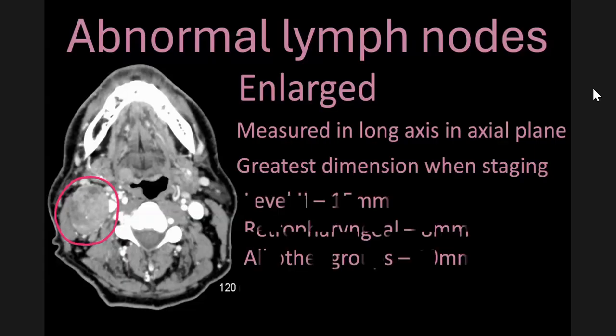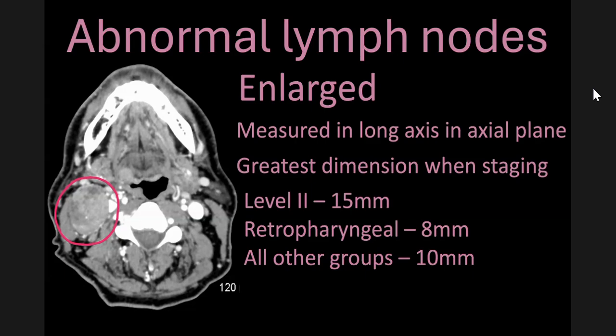The criteria for level 2 lymph nodes is 15 millimeter, for retropharyngeal lymph nodes is 8 millimeter, and for all other groups, this criteria is 10 millimeter. So any lymph node that is more than 15 millimeter in level 2, any retropharyngeal lymph node that is more than 8 millimeter, and any lymph node other than level 2 that is more than 10 millimeter is considered abnormal. Again, level 2 lymph nodes sometimes are more than 15 millimeter and they don't look morphologically abnormal. And commonly we pass them because they don't look abnormal morphologically, which is something that we are going to talk about.